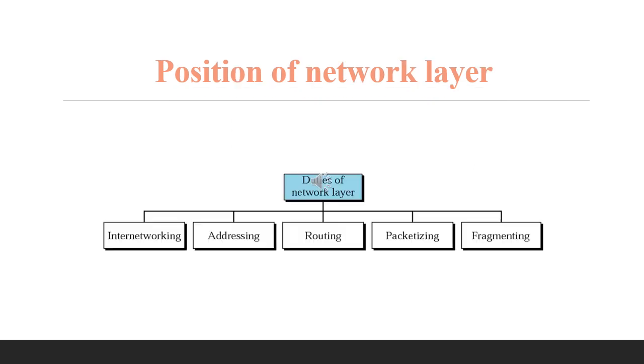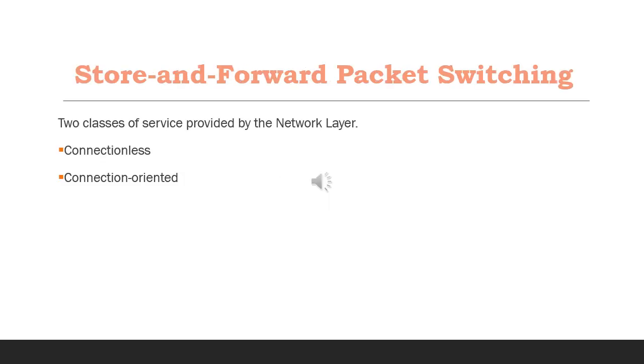Responsibilities of the network layer: internetworking, addressing, routing, packetizing, and fragmenting. Now, two classes of service provided by the network layer. We have connectionless, we have connection oriented.